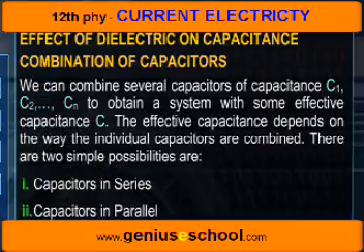Combination of capacitors. We can combine several capacitors of capacitance C1, C2 and so on till Cn to obtain a system with some effective capacitance C. The effective capacitance depends on the way the individual capacitors are combined. There are two simple possibilities: capacitors in series and capacitors in parallel.